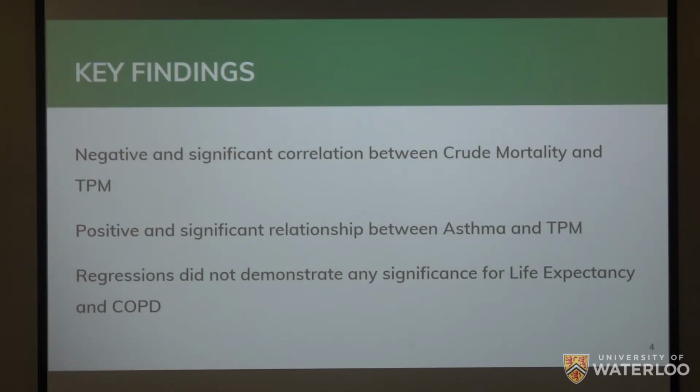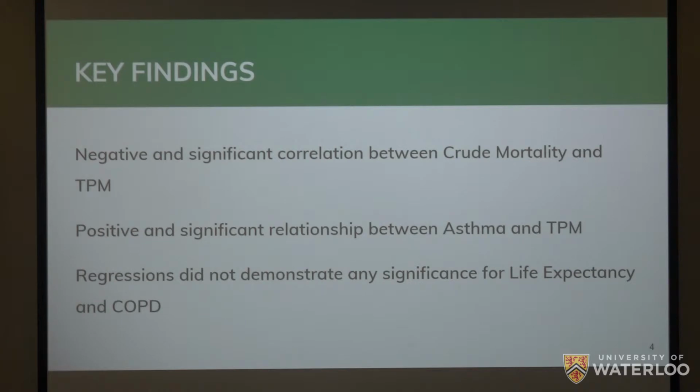So our main findings were as follows. We found a negative and statistically significant correlation between crude mortality and TPM rates. We also found a positive and statistically significant correlation between asthma rates and TPM rates. And finally, our regressions did not find any statistical significance for life expectancy and chronic obstructive pulmonary disease.